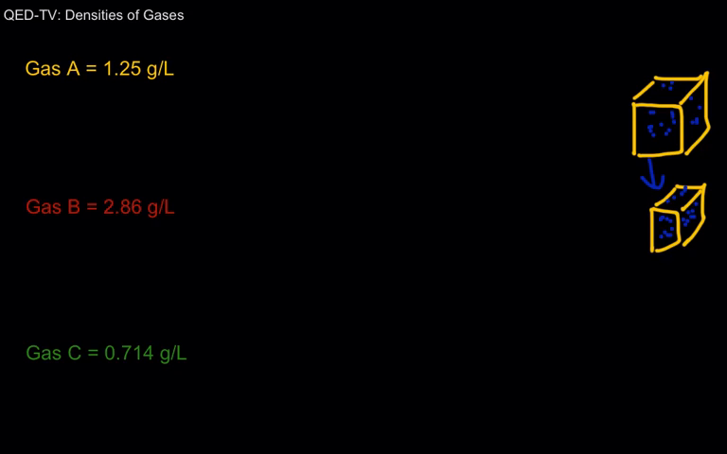So when we're talking about densities of gases in these next couple problems, it's important that we understand that I'm going to give you three densities here: gas A, gas B, and gas C. But I need to also give you conditions. So these conditions here would be at STP, which means standard temperature and pressure, which basically means 273 Kelvin, or 0 degrees Celsius, and 1 atmosphere of pressure.